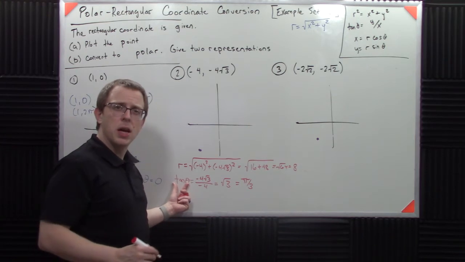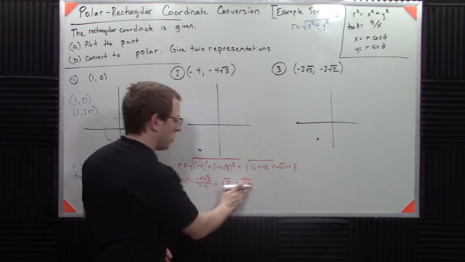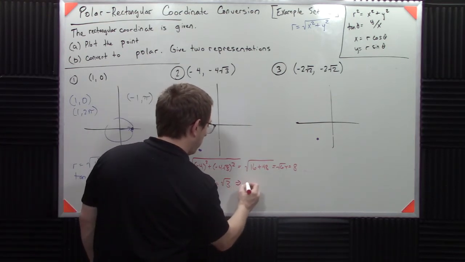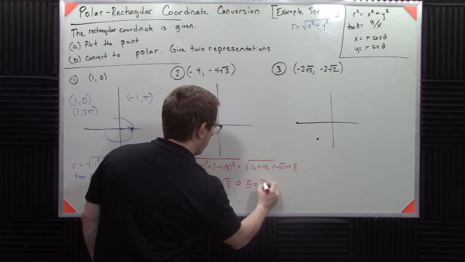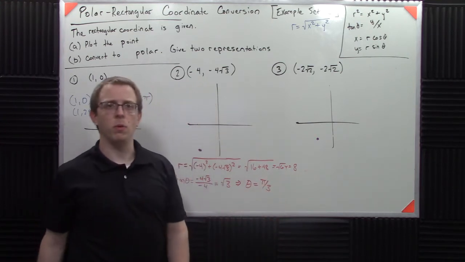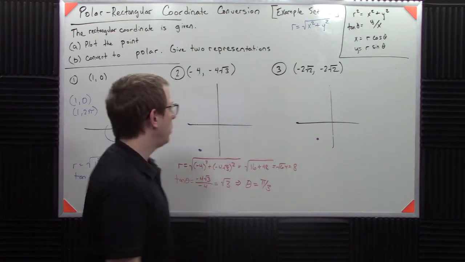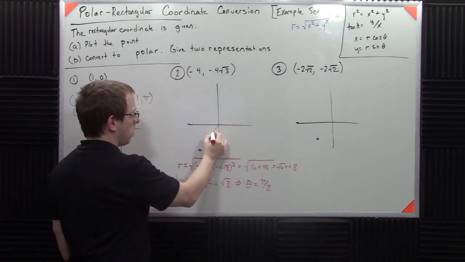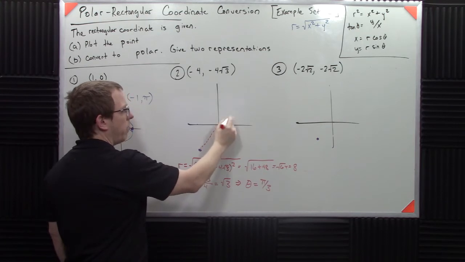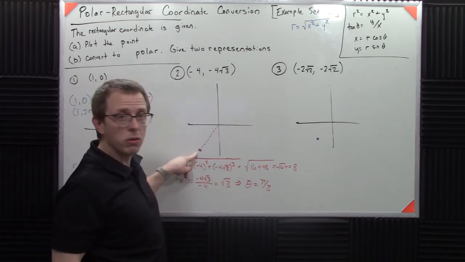Normally for this, but this actually does. I'm sorry. This would normally mean theta is pi over 3. But you have to be really, really careful, because theta isn't pi over 3. Notice that pi over 3 is in the first quadrant, and this is clearly not in the first quadrant.